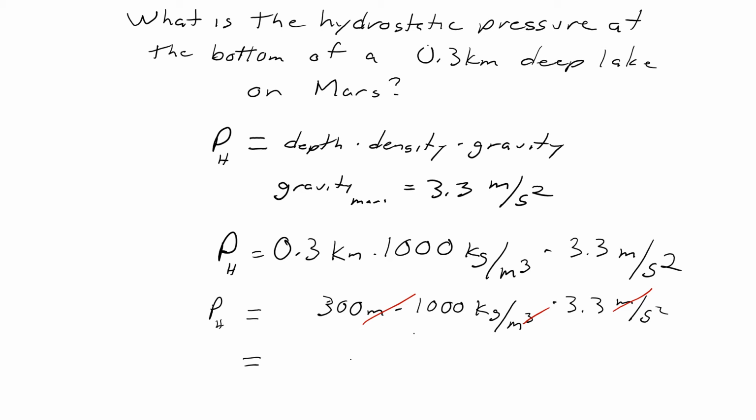Would you guys end up with an answer? 990. So if you do 300 times 1,000 times 3.3, oops, it should be 9.9 times 10 to the 5th. What's our unit? We have a kilogram on top, meter still on the bottom, second squared still on the bottom, which is also a Pascal.